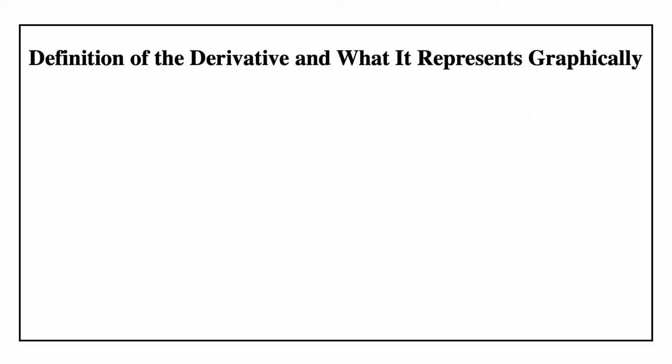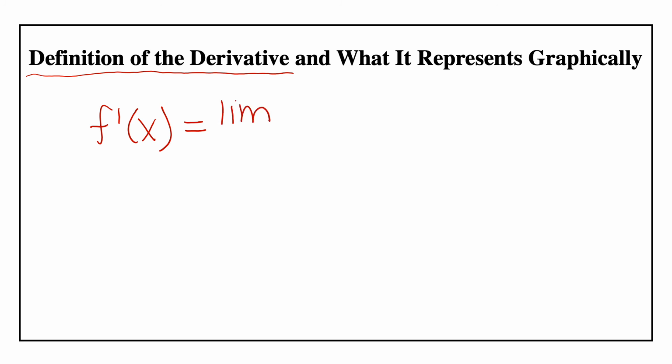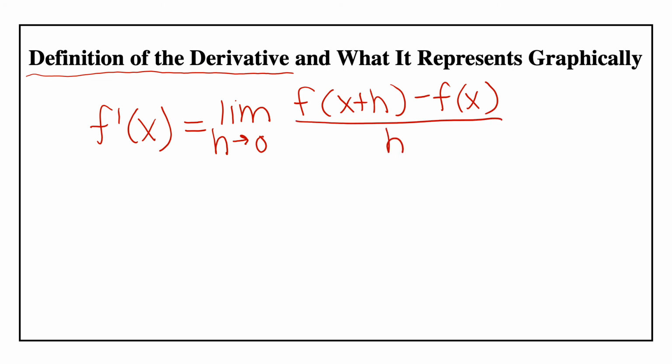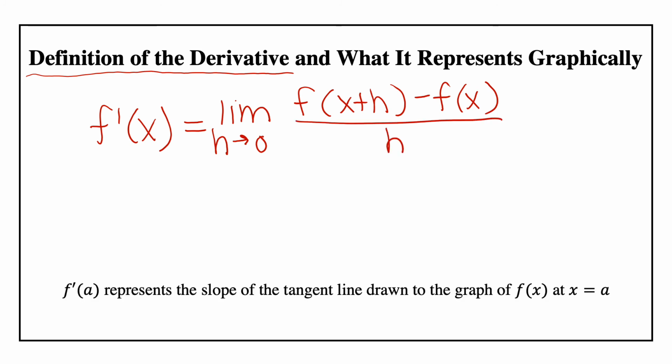Okay, so we just want to formalize everything that we just looked at and went over. So we want to start with the definition of the derivative. So f prime of x, our derivative, is defined as the limit as h goes to 0 of f of x plus h minus f of x all over h. And what that represents, remember, f prime of a represents the slope of the tangent line drawn to the graph of f of x, specifically at x equals a.